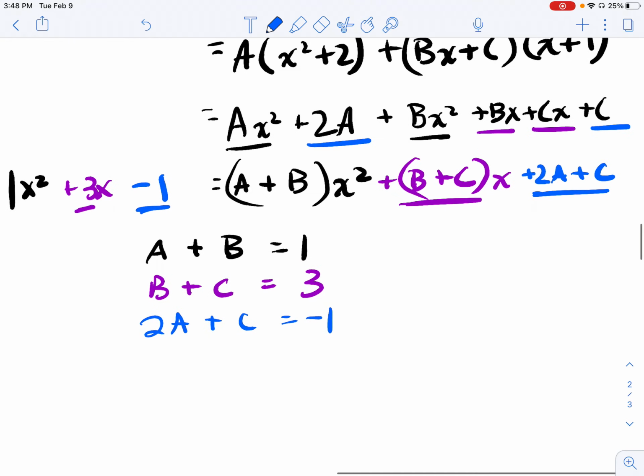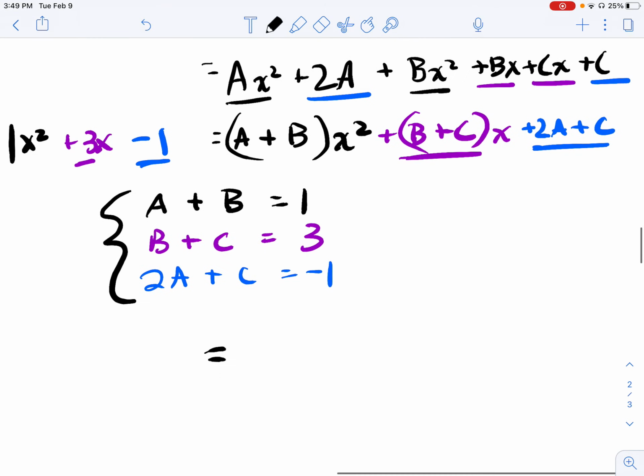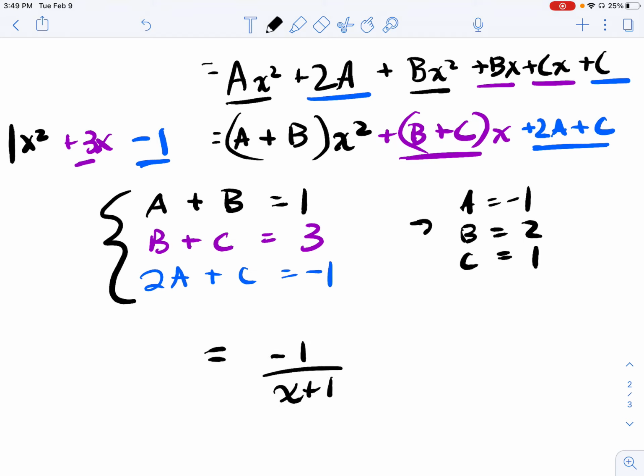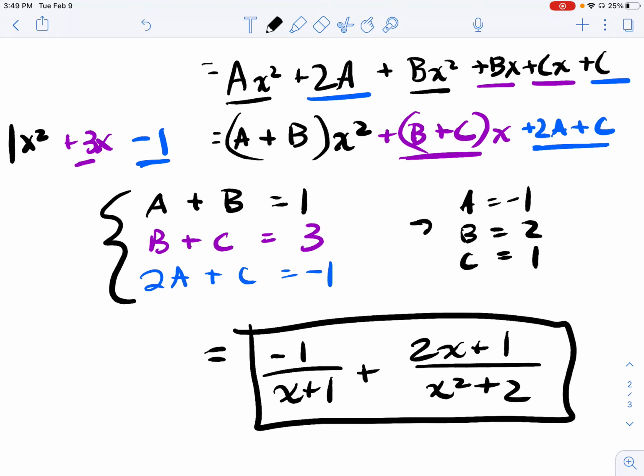And you can solve this in whichever method that you want. I'm going to have you pause and solve this on your own. But what you should get as your final answer, as your decomposition, should be the following. This should result in a is equal to -1 if you did it the way I did, and c is equal to +1. So this should be -1 over x plus 1 plus 2x plus 1 over x squared plus 2. And there's your decomposition there.